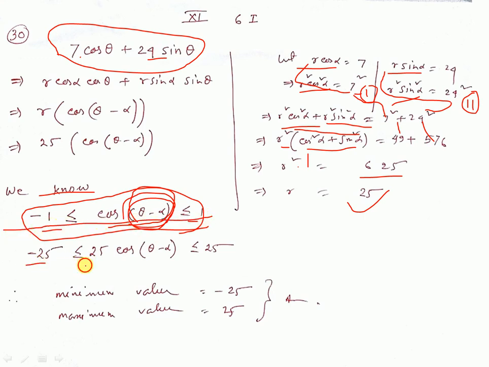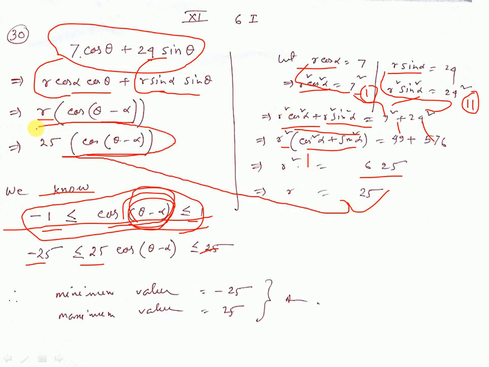So 25, 25, 25. See here, the value of 7 is r cos alpha, and the value of 24 is r sin alpha. Taking r common, cos alpha cos beta plus sin alpha sin beta, the formula is cos(alpha minus beta). So here it is cos(theta minus alpha), and the value of r, 25, you put. So this one I have taken here, and this one and this one are the same.